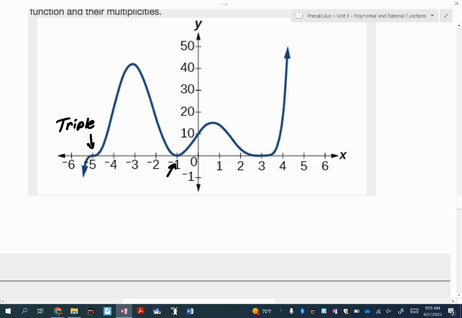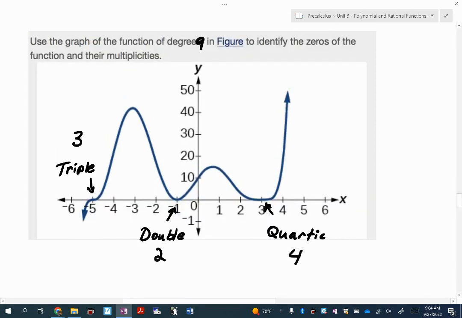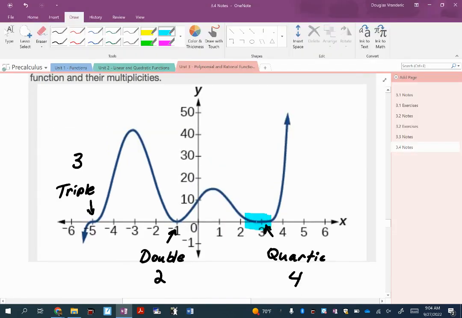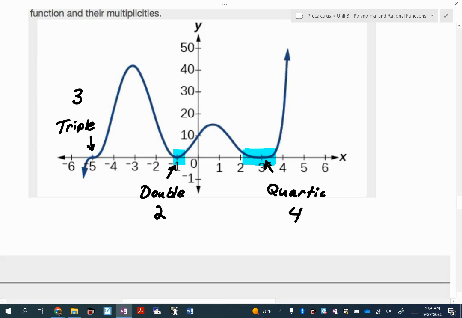Then we have this as a touch and turn, so it's a double root. And then our last root, what I notice here is that it does touch and turn, but it looks more flat. So I'm going to say this is a quartic root. All right, so that'd be 3 plus 2 plus 4. So 3 plus 2 is 5, 5 plus 4 gives me that degree of 9. Okay, so that's what I mean when it's kind of tough to tell, but see how this is more elongated or flatter compared to this double root. So that's why I made it the next even root, 4.